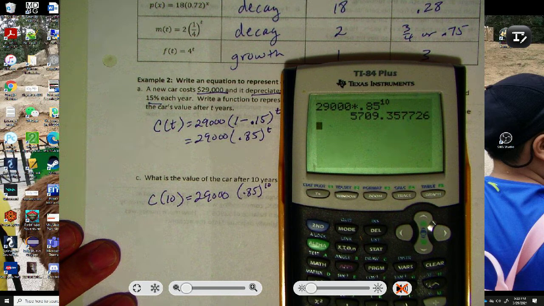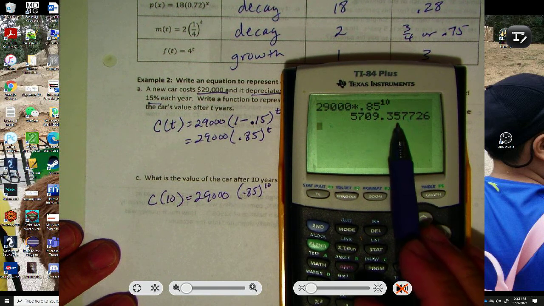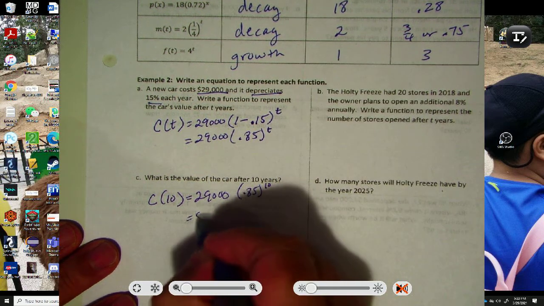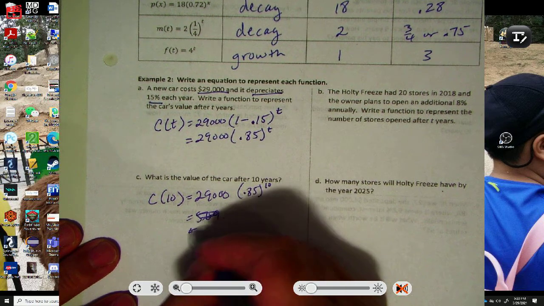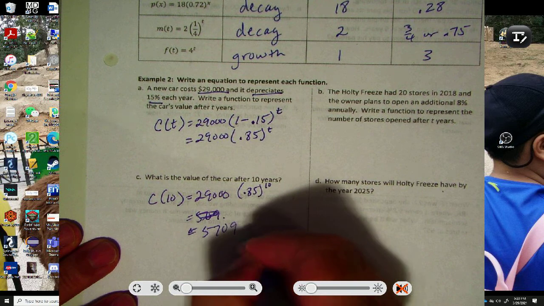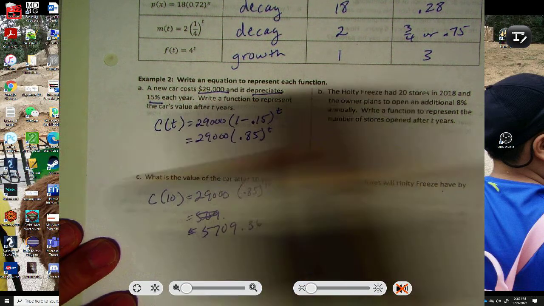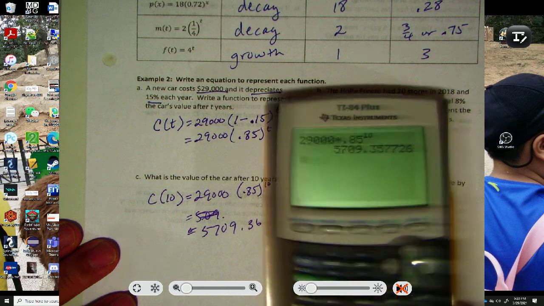And I get this. Now remember, this is money, so I'm going to round to the nearest penny. So that'll be 5709.36. Oops, I wrote it wrong. 5709.36. Let's double check that. I thought I had a different answer today, but I guess not. All right. There we go. That's it. That's A and C.